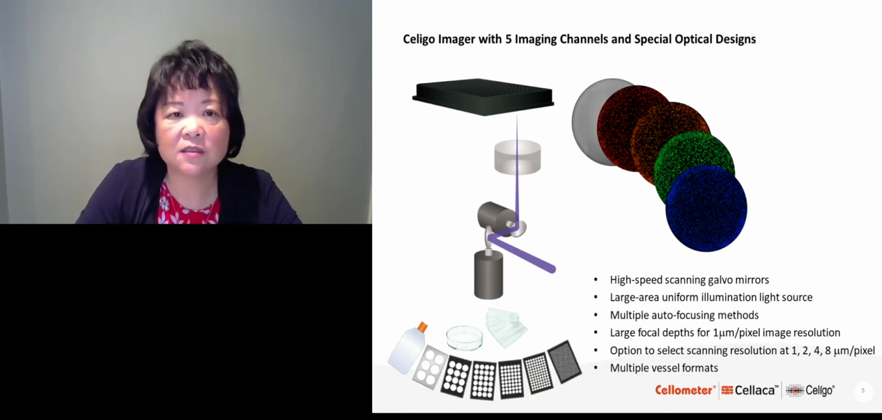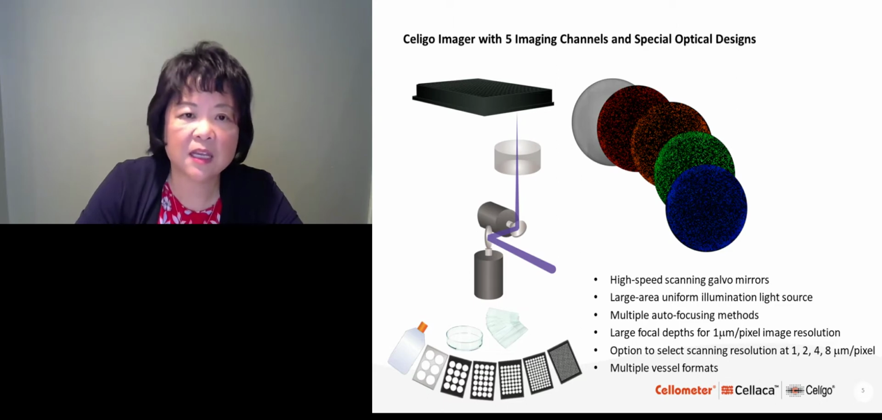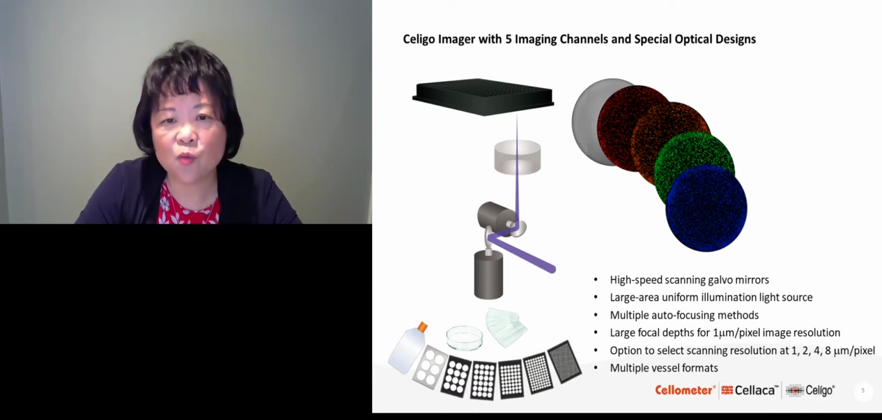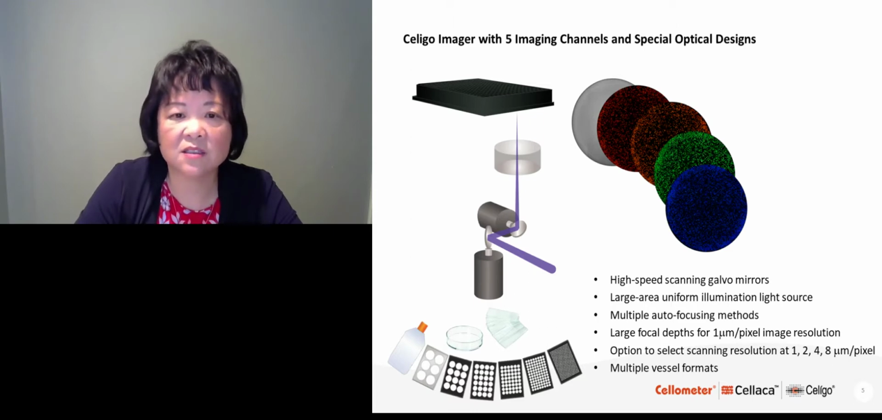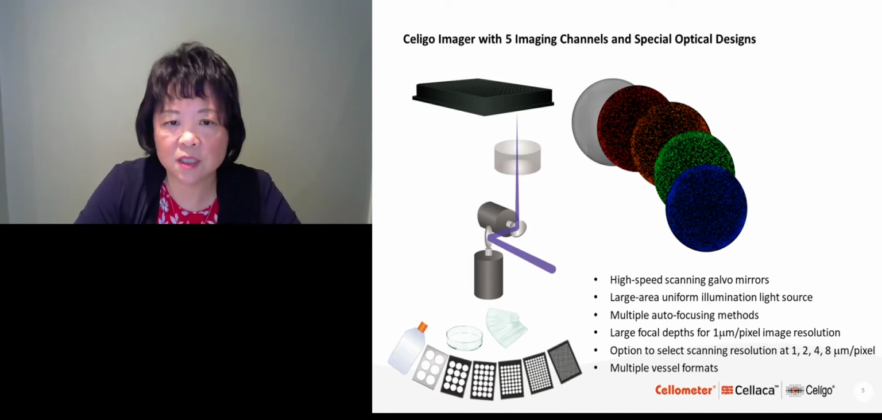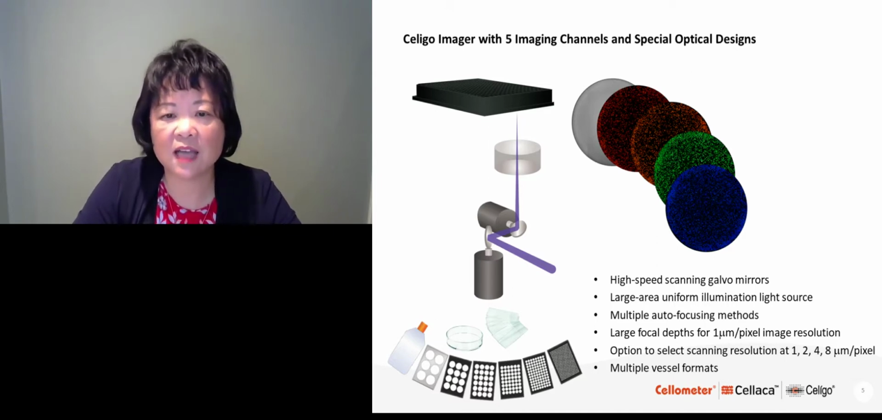The Zyligo imager is one such system. It has 5 imaging channels and special optical designs. Diving a little deeper into these designs, it consists of high-speed scanning galvo mirrors, a large-area uniform illumination light source, multiple auto-focusing methods, and a large focal depth for 1 micron per pixel image resolution. It has the option to select scanning resolutions at different micron per pixel levels.